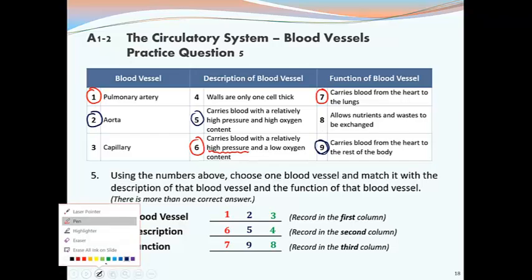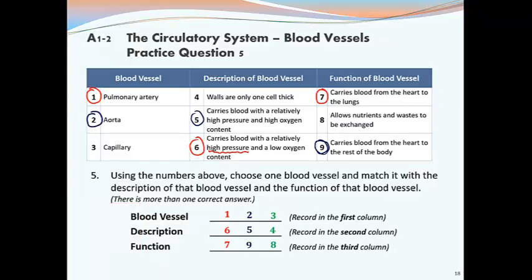And finally, we have our last option, which is the capillaries. They are very small. Remember I said they're small because they want lots of surface area, which allows for gas exchange and nutrient and waste exchange. So they are small, one-cell thick vessels, and they carry nutrients and waste to be exchanged at that point. So there you go. That one question allows us to explore three blood vessels, what their descriptions are, what they look like, and what their function is as well.